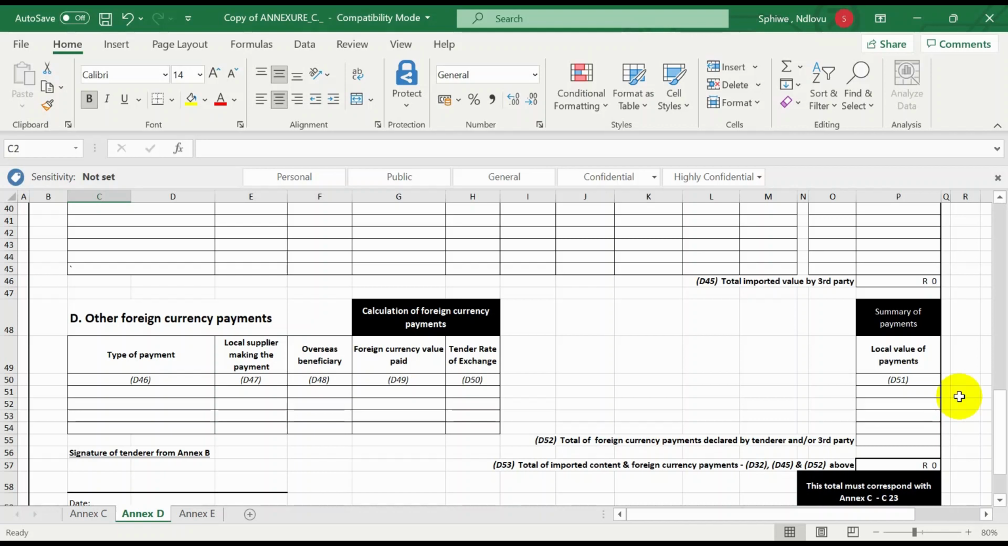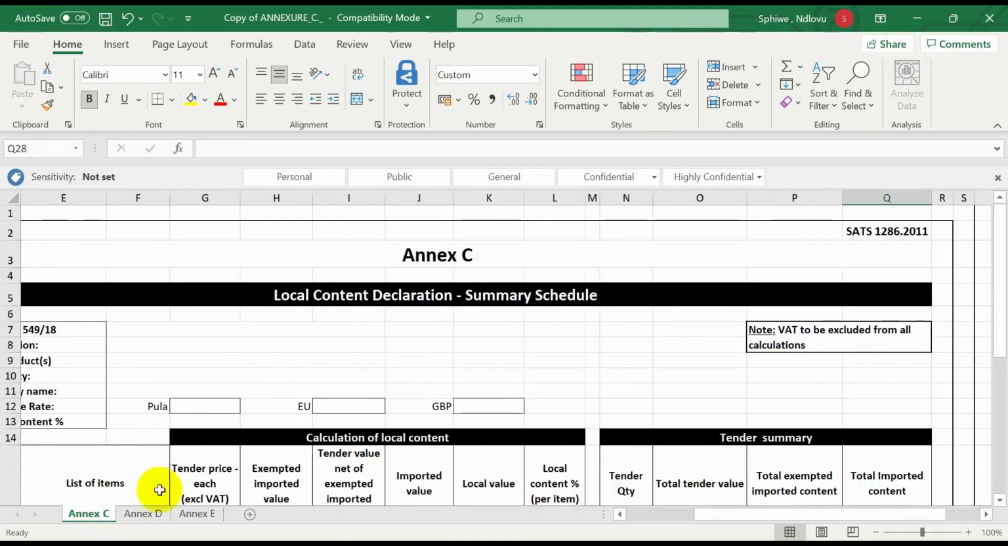Sorry, this is local payments that you will be incurring. D51, you provide the local value of each payment by multiplying the foreign currency value paid in D49. Then it gives you this. So here you will say D49 multiplied by the exchange rate. It will give you that, and this will be a summary to say that over and above all the cost that you paid, there is this other cost that you also incurred that you need to be compensated for. Therefore, after you sign and date, we go to Annexure C.